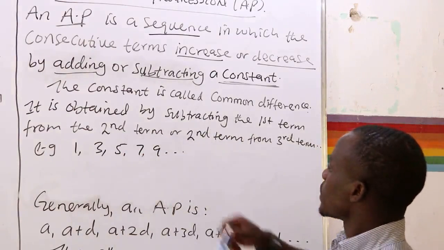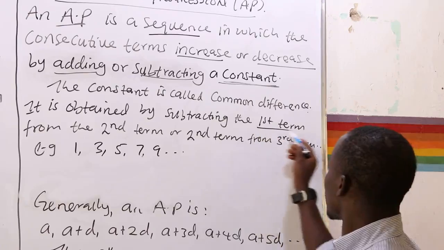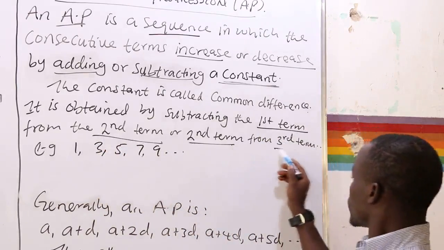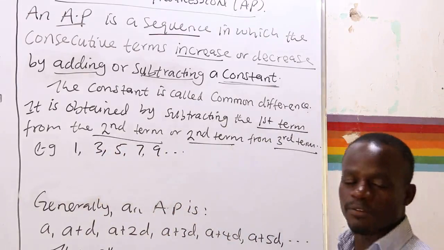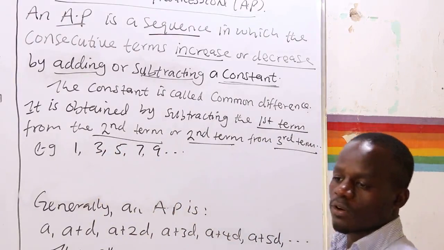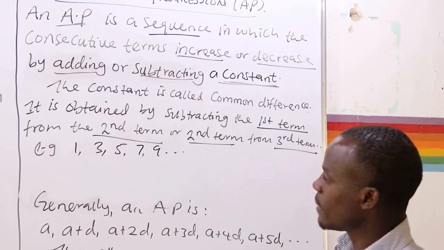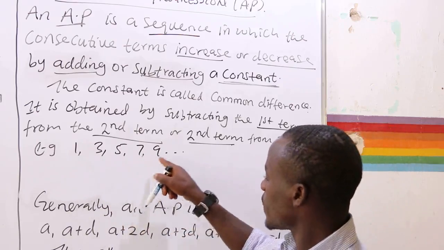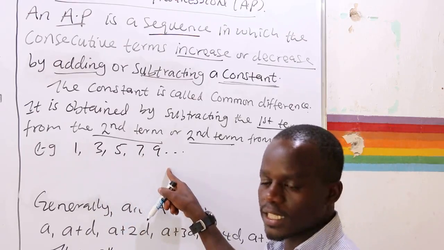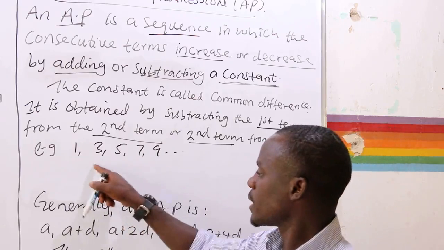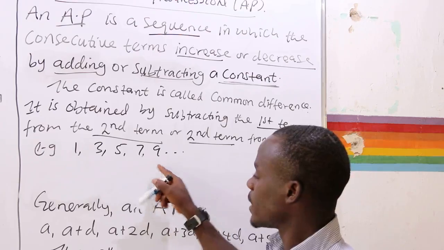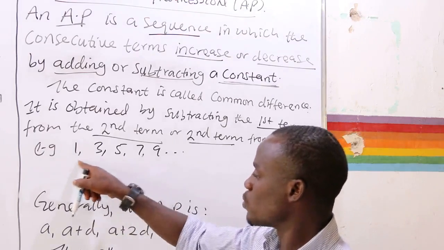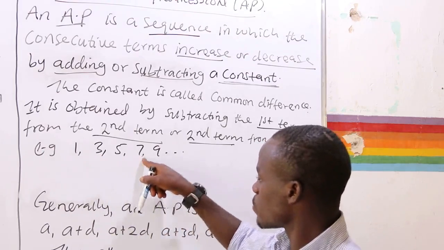It is obtained by subtracting the first term from the second term, or the second term from the third term, or the third term from the fourth term, or the fourth term from the fifth term. For instance, I have 1, 3, 5, 7, 9. This is a sequence, and of course an increasing sequence. After 1 we have 3, after 3 we have 5. That means add 2, you get this, add 2, you get this, add 2, you get this.